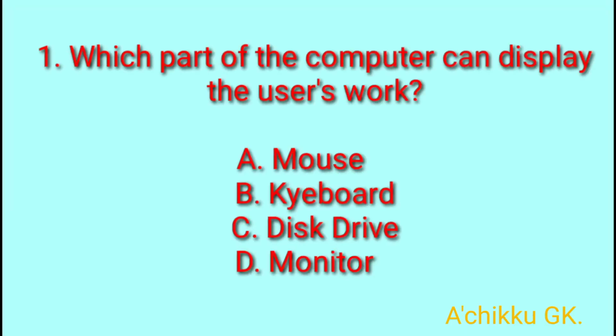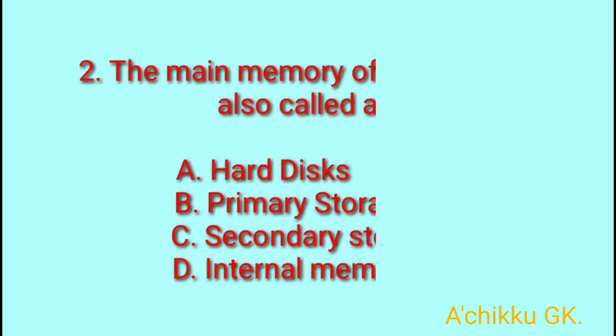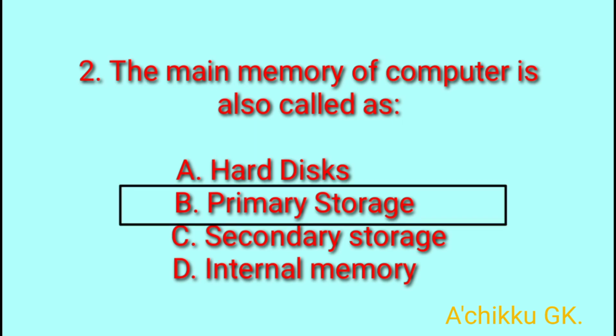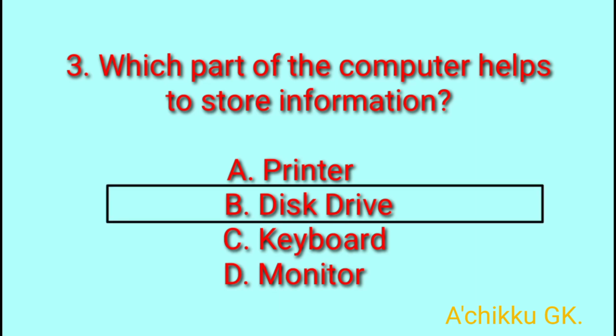Which part of the computer can display the user's work? Right answer, D. Monitor. The main memory of computer is also called? Right answer, B. Primary. Which part of the computer helps to store information? Right answer, B. Disk drive.